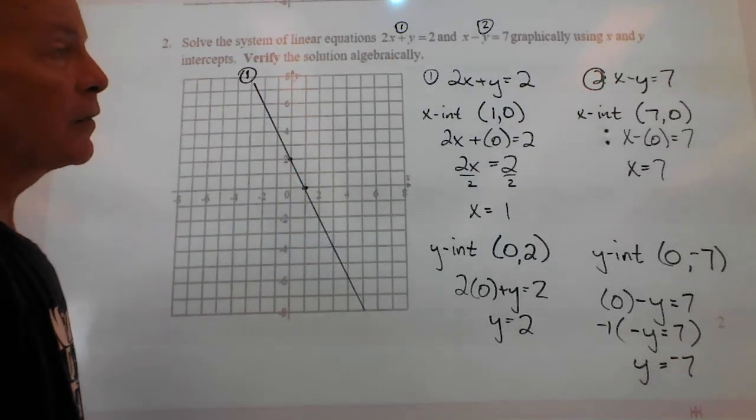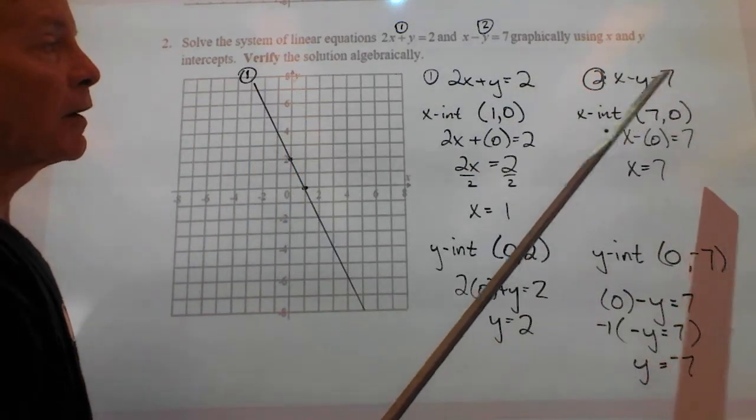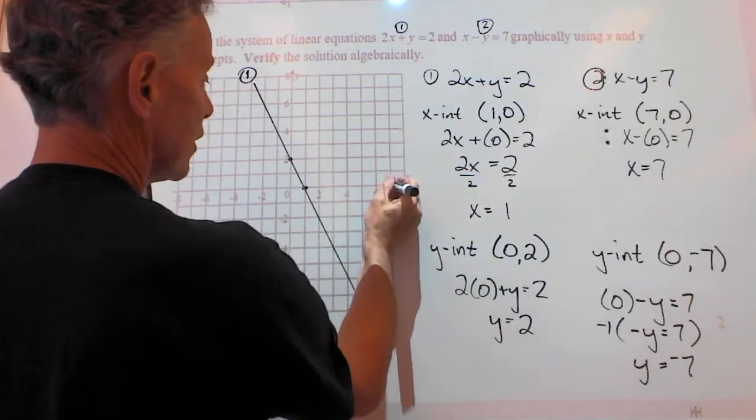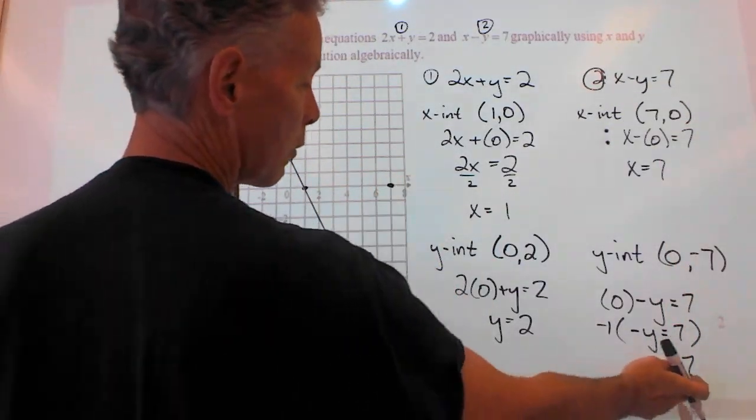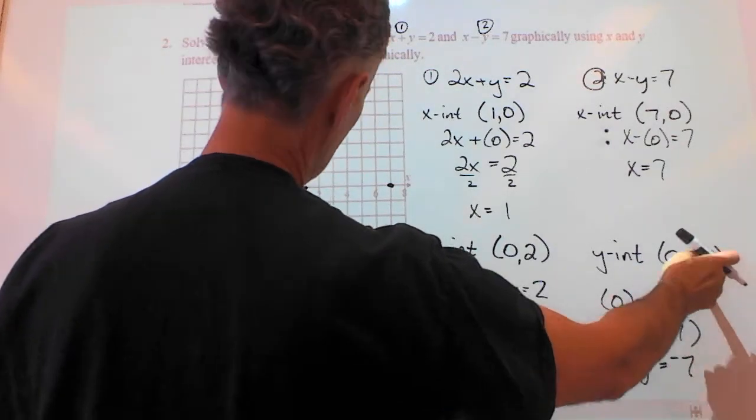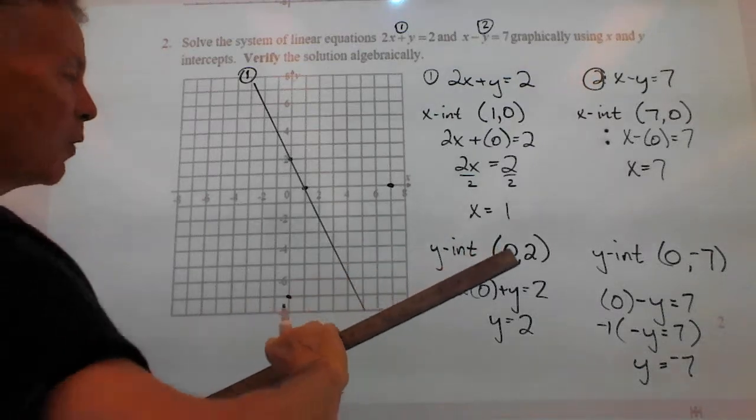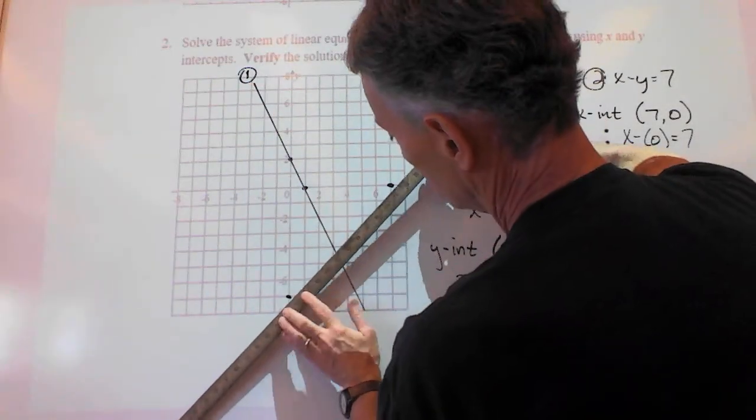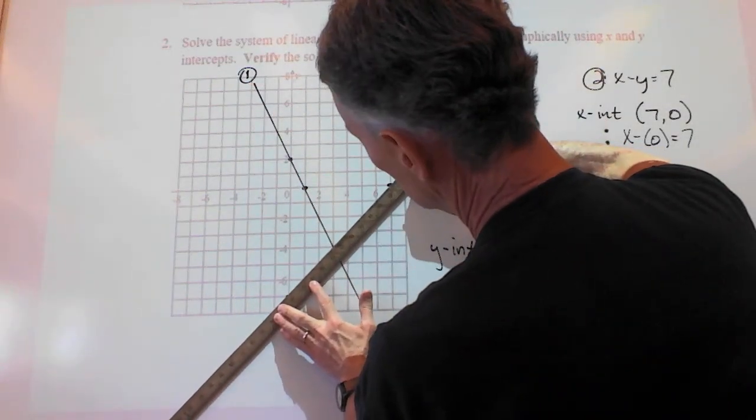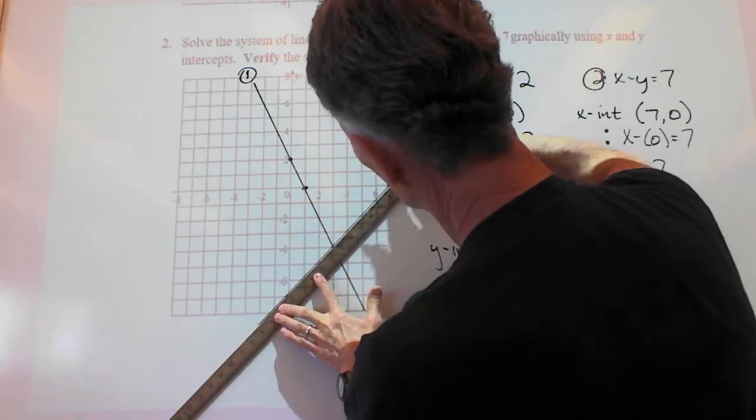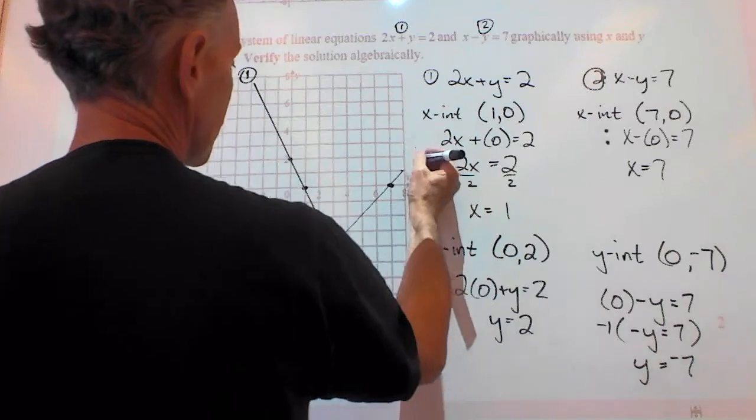For line 2, same thing. Let's plot our intercepts. Our x-intercept is at 7 and 0, way out here. Our y-intercept is at 0 and -7, way down here. We've got our 2 points. Take Mr. Ruler, join them up. And there's our line 2.